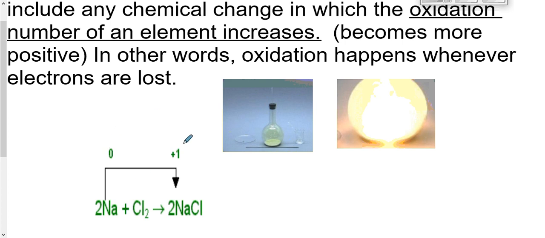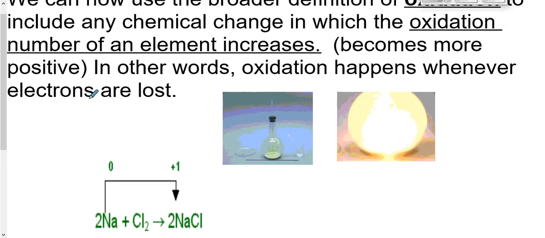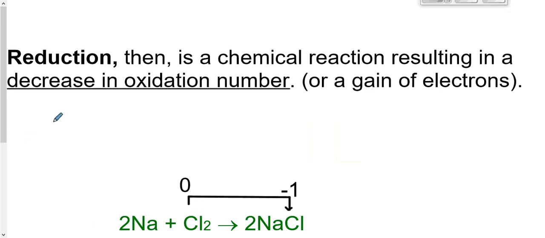So this is now our new definition of oxidation. My oxidation number appears to increase. The reason this happens is because sodium loses one of its electrons to the chlorine. So electrons are lost. Reduction then happens anytime the oxidation number appears to go down.